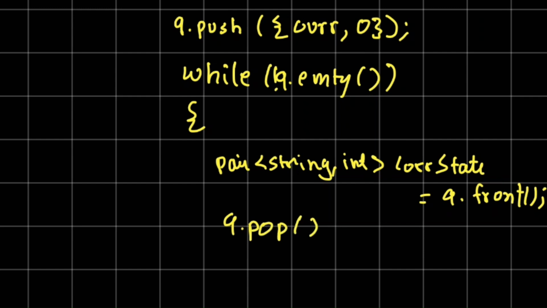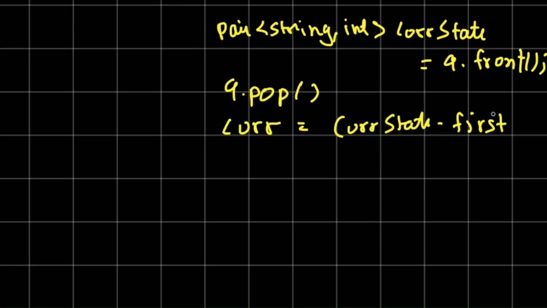And now our current string will be the string or the combination that is in the current state. So we'll say current state dot first. Okay, and now the level or the steps will be, let's say it level will be current state dot second.